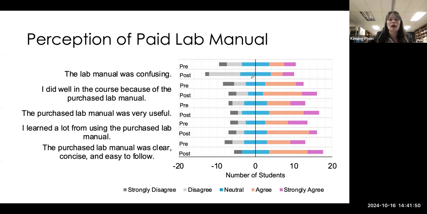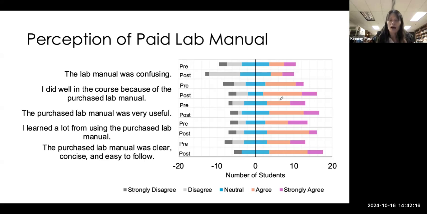Students did overall lean more towards they did well because of the lab manual in the course, and they found that their paid lab manual was useful and that they learned a lot from the lab manual, and that the lab manual was clear, concise, and easy to follow. So that was a little off based on the usual complaints, but overall students felt the paid lab manuals were good.